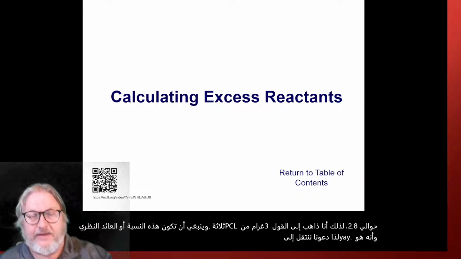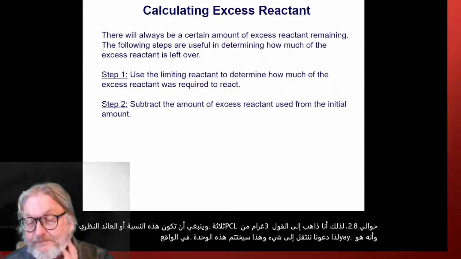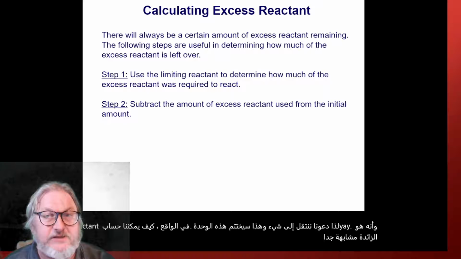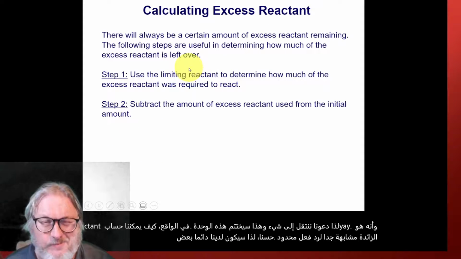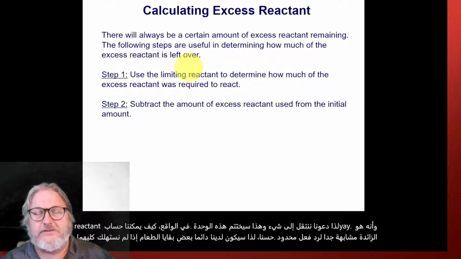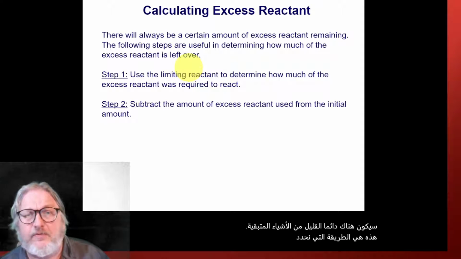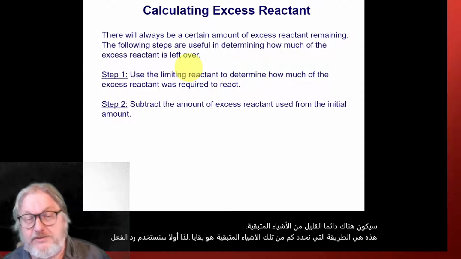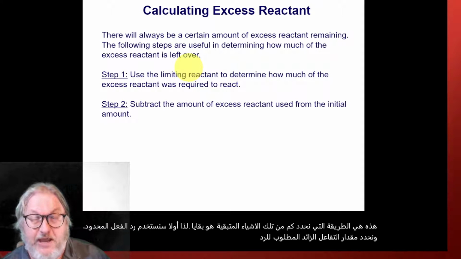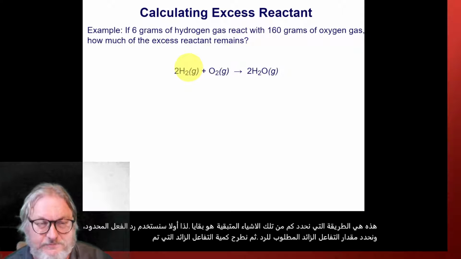How do we calculate the excess reactant? Very similar to the limiting reactant. All right. So we're always going to have some left over, right? If we don't consume both of them, there's always going to be a little bit of stuff left over. This is how we determine how much of that stuff is left over. So first, we're going to use the limiting reactant to determine how much of the excess reactant was required to react. Then we subtract the amount of the excess reactant that was used from what we started with of the excess reactant. Sounds confusing.